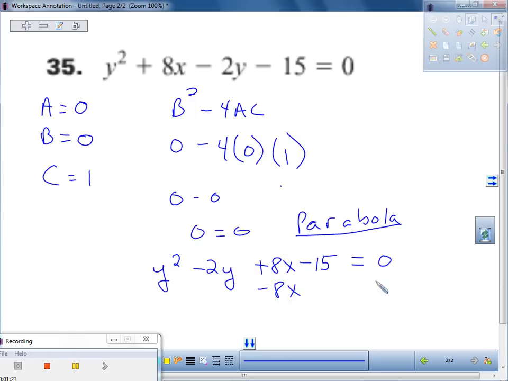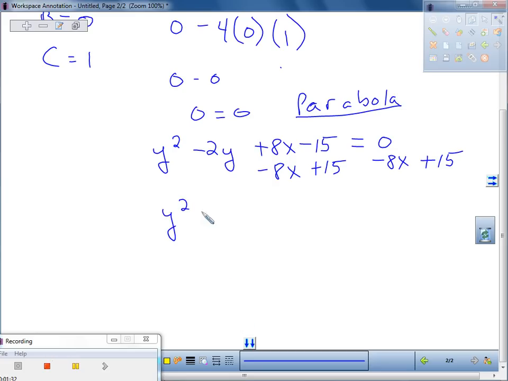So I'm going to subtract 8x, move it to the other side, and I'm going to go ahead and add 15 to get that to the other side. Okay, so now we have y squared minus 2y, okay, is equal to negative 8x plus 15. We're going to end up having to complete the square here, so I left a placeholder. Now remember, to complete the square, we're going to take half the middle term, which is going to give us 1. We're going to square it. That gives us 1. So to complete the square, we're going to add 1.